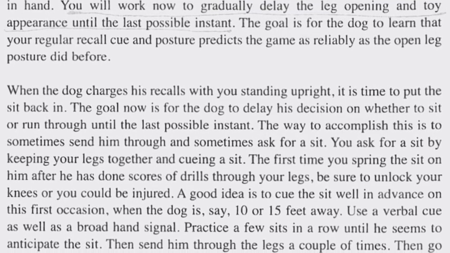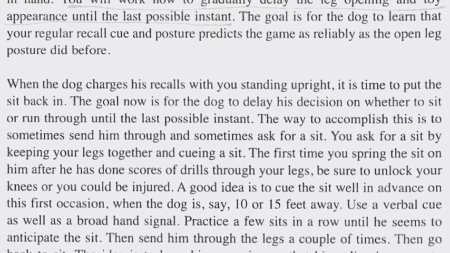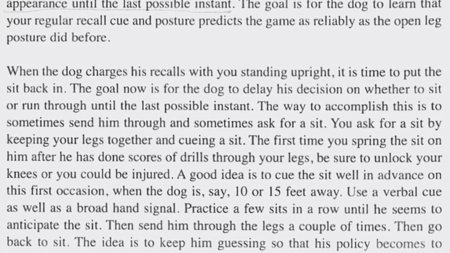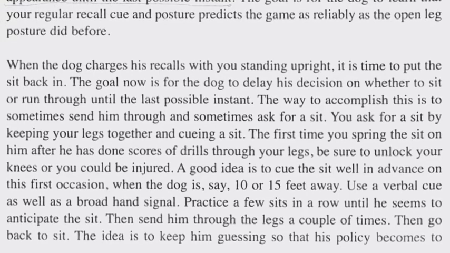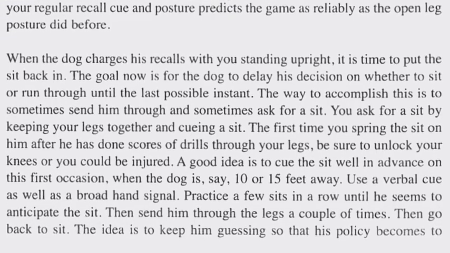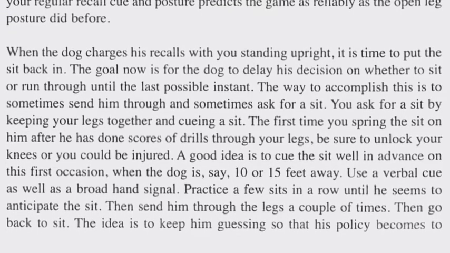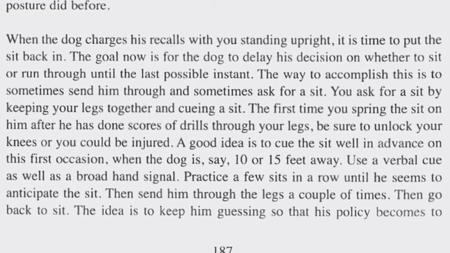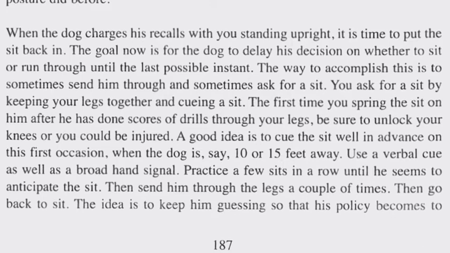A good idea is to cue the sit well in advance on the first occasion, when the dog is, say, 10 or 15 feet away. Use a verbal cue as well as a broad hand signal. Practice a few sits in a row until he seems to anticipate the sit. Then send him through the legs a couple of times. Then go back to sit. The idea is to keep him guessing so that his policy becomes 2.